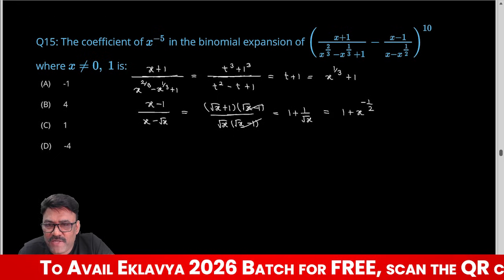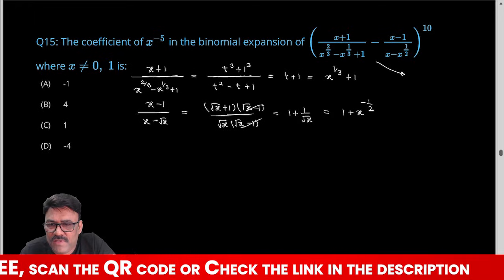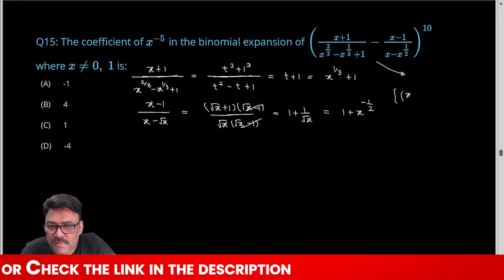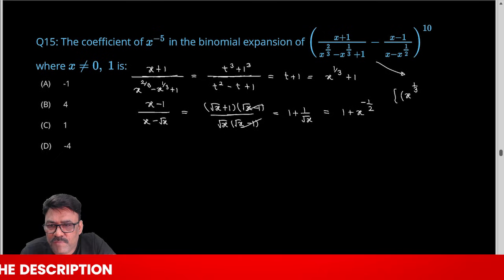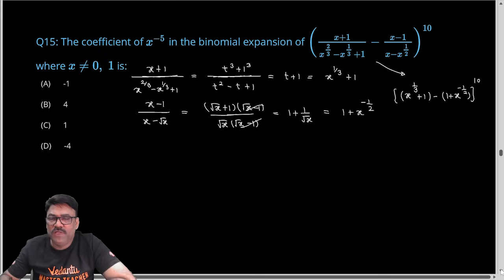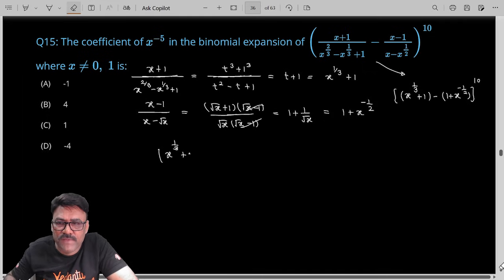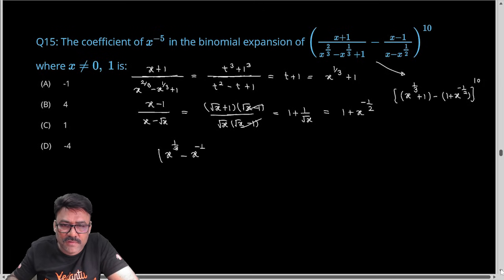So that means now this binomial expansion is what? This binomial expansion is now basically x raised to 1 by 3 plus 1, the first one, and the second one is 1 plus x raised to minus half, and then whole raised to 10. So ultimately this binomial expansion becomes x raised to 1 by 3, not plus, it is minus actually, x raised to 1 by 3 minus x raised to minus half, whole raised to 10.